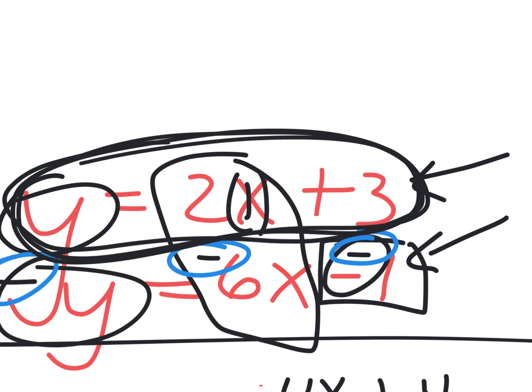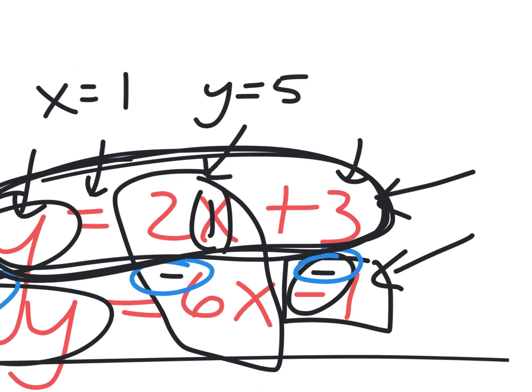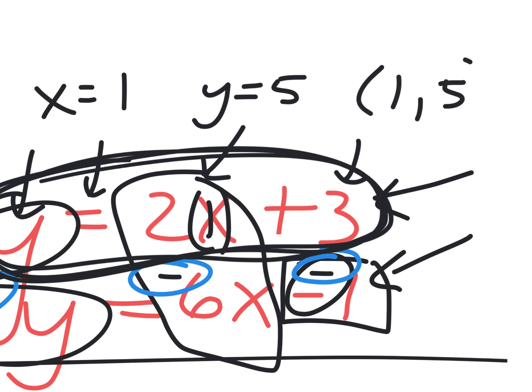Y is 5. If x equals 1, then you can stick it into either equation, and you can figure out, see, y equals 2 plus 3, y equals 5. Now that is a point, 1 comma 5. That is the solution to the system of equations. That's where the two lines cross. At 1 comma 5. And why do we care where the lines cross?